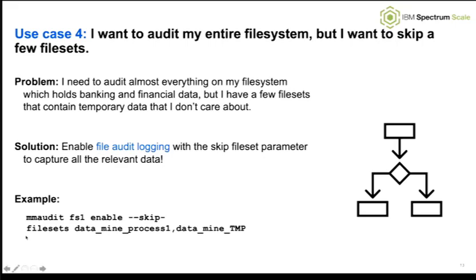Those can be seen here as the data mine process 1 and the data mine temp file set. Now, like I said, the financial institution or the bank, whatever, they don't care about what happens on those two file sets, but they do care about everything else that happens on the file system. So what they can do is set up an audit on the FS1 file system, and they can use the --skip-file-sets flag to, again, pass in a comma separated list of independent or dependent file sets that they do not want to be audited at that time.